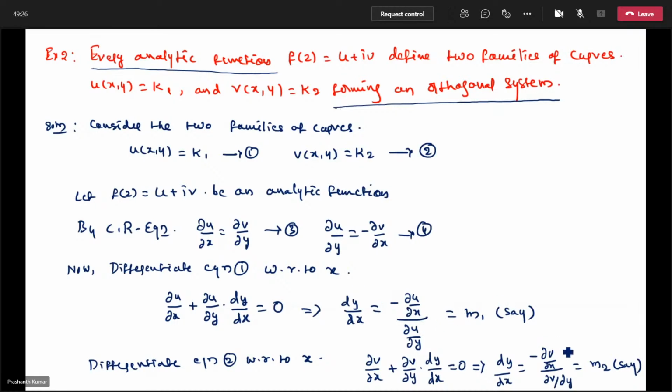But here you see dou v by dou x and dou v by dou y. I will convert this in terms of dou u by dou x, because the functions u and v we are taking from f of z. f of z is an analytic function. It is satisfying the CR equations. Therefore, dou v by dou x is equal to minus dou u by dou y, this I will write. Dou v by dou y is equal to dou u by dou x, I will write.